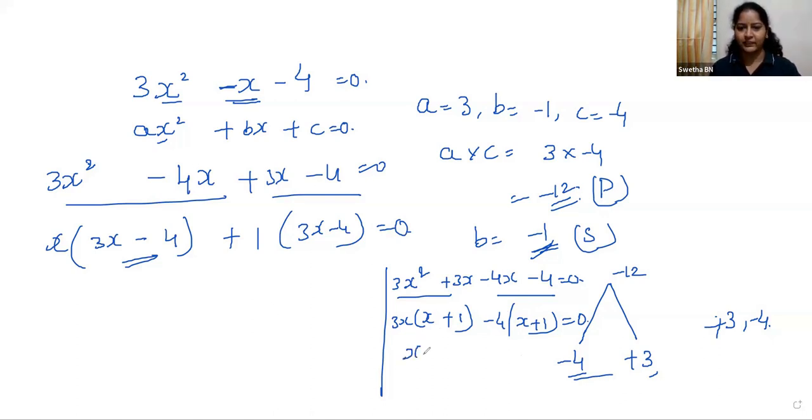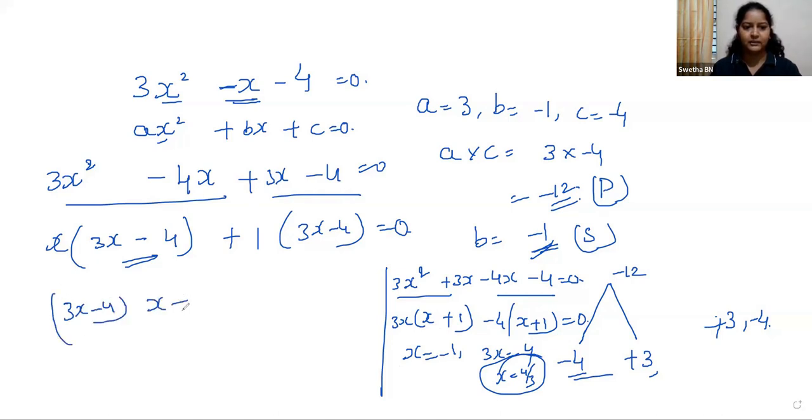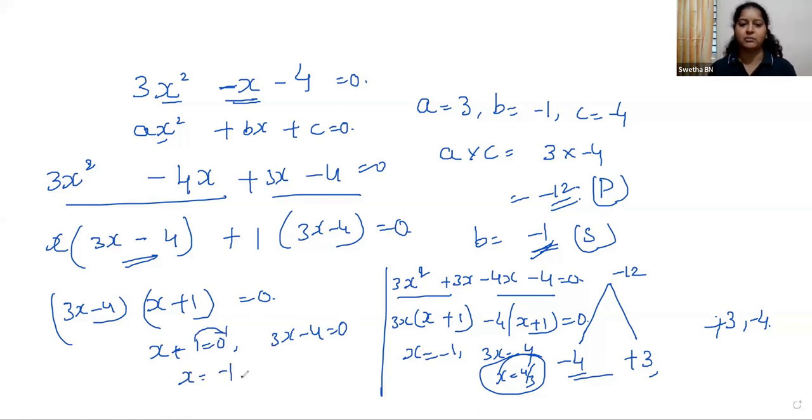No problem. See, x is equal to minus 1. And 3x is equal to 4. X is equal to 4 by 3. Yes, we will get it, children. Okay. And yes, 3x minus 4 is common. And this is x plus 1 is equal to 0. So x plus 1 is equal to 0 and 3x minus 4 is equal to 0. X is equal to, if you take plus 1, it becomes minus 1. 3x is equal to 4. X is equal to 4 by 3. Yes, correct answers. Okay, you can interchange the terms, no problem. You will get it correctly.